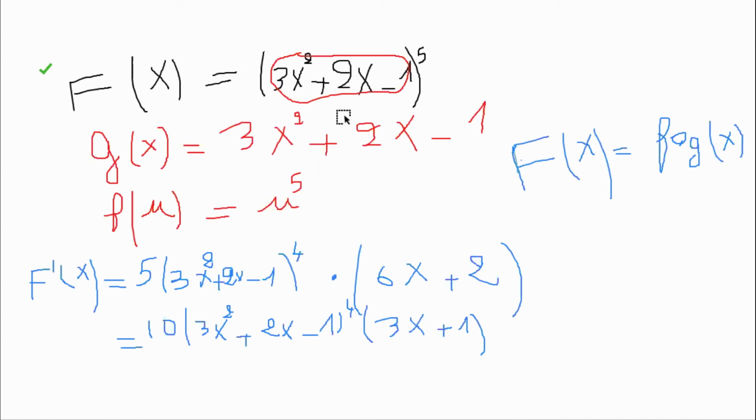What about the inside function? The inside function is what we have inside the parentheses. Inside the parentheses, we have 3x squared plus 2x minus 1. Then we have the parentheses to the 5. That's why your outsider function is u to the 5, and your insider function is the expression inside the parentheses. Is the step clear or not?